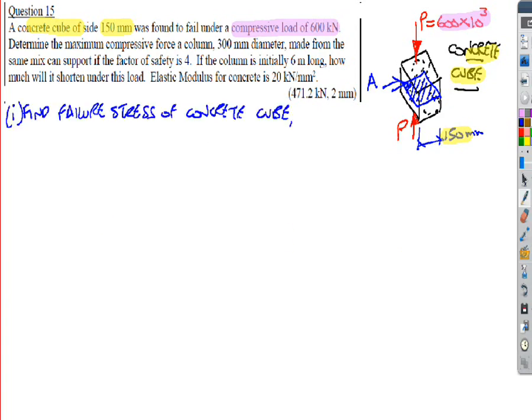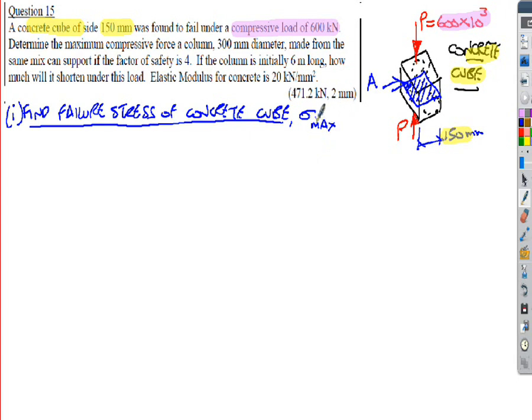Right, so part 1. Find the failure stress of the concrete cube. In other words, using last week's notation, that'll be the maximum allowable stress. We called that sigma max last week, because it cannot take any more load than that. It's failed. It's in bits on the test. So that's the maximum possible load you could apply to a concrete cube before it fails.